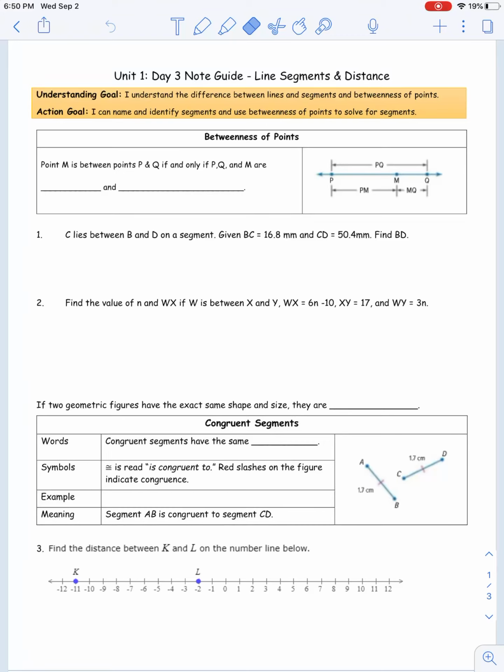Okay, so for today, we are going to talk about line segments and distances. Our understanding goal for the day is that I understand the difference between lines and segments and the betweenness of points. Basically, when we're talking about points being between other points, we call it the betweenness of points. Betweenness isn't really a word, but we are going to use it for this.